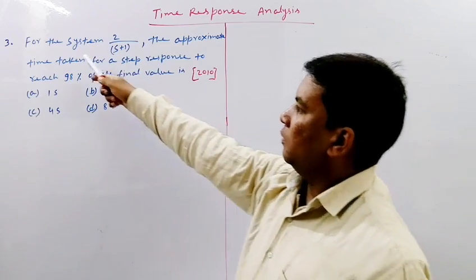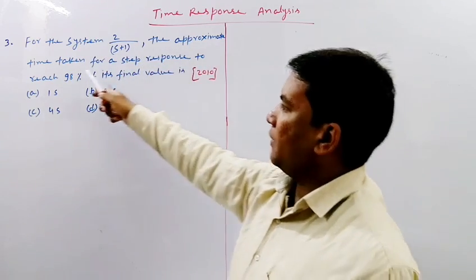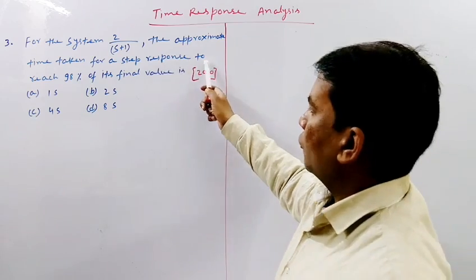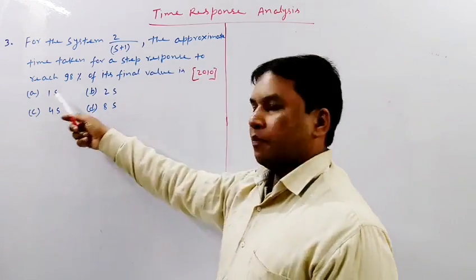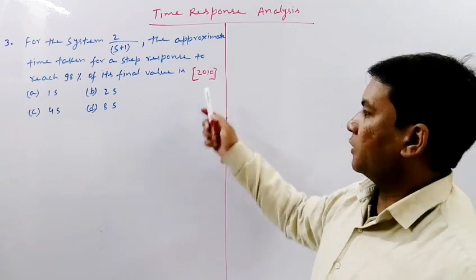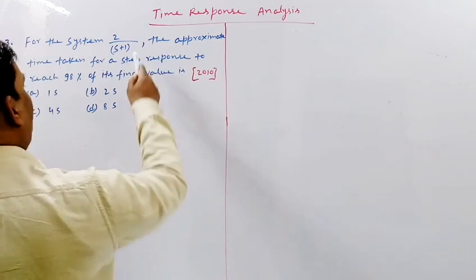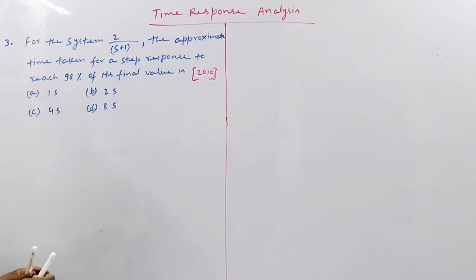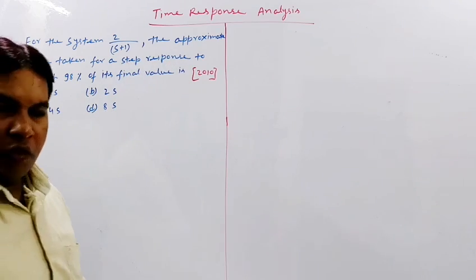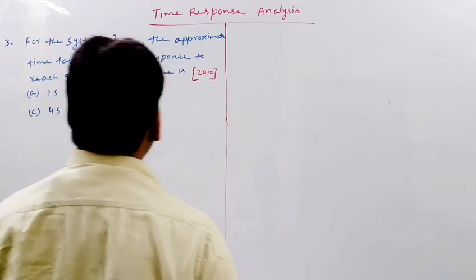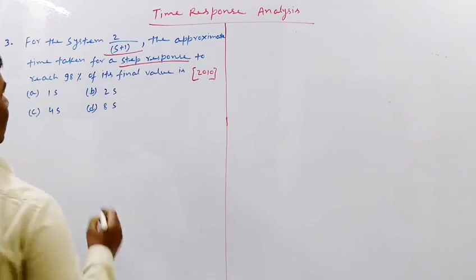The next question is, for the system 2 divided by s plus 1, the approximate time taken for a step response to reach 98% of its final value is. There are 4 alternatives given, and this question has been asked in GATE 2010. So the transfer function of the system is given, and the input is also given. It is a step response, so the input is a step input.